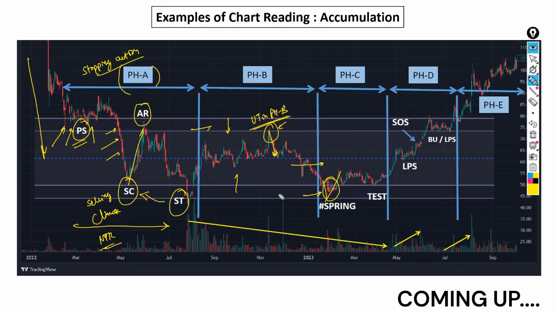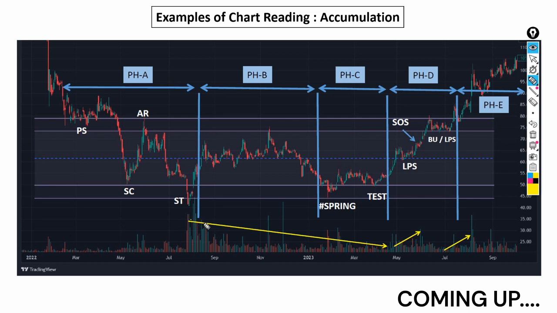It's a shakeout type mechanism, and also it creates a fear within the weak hands, and the stop losses are also hit within this mechanism, and again we enter into a test of this spring. See the volumes are dropping significantly as we pass on from the phases of A, B, and into C.